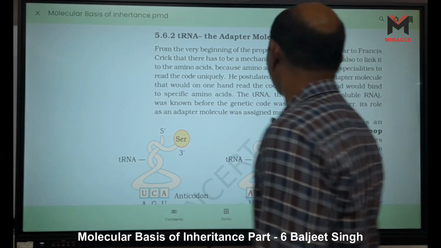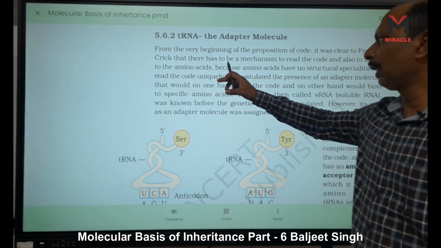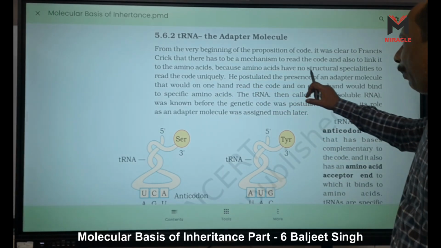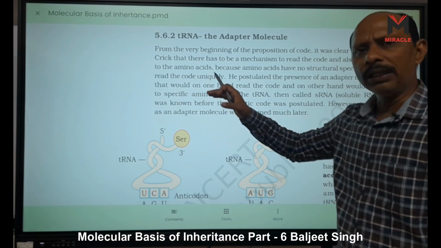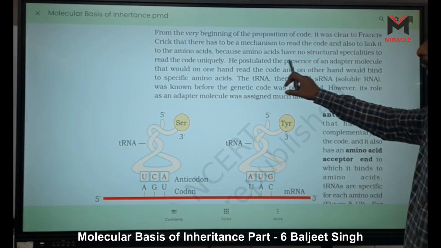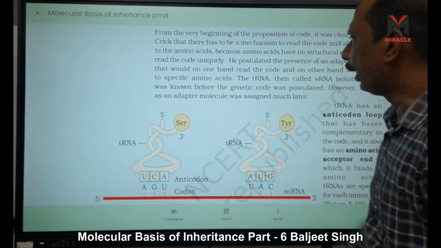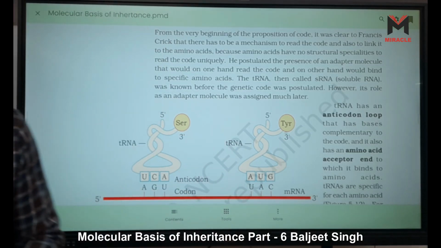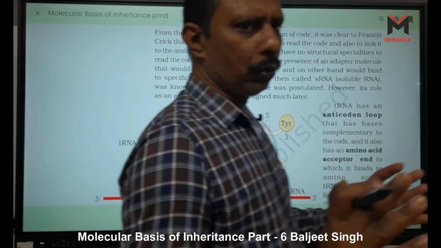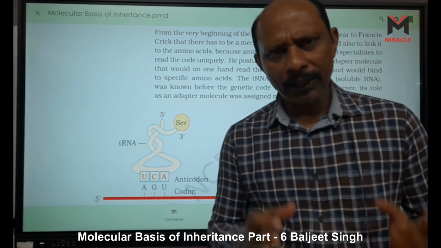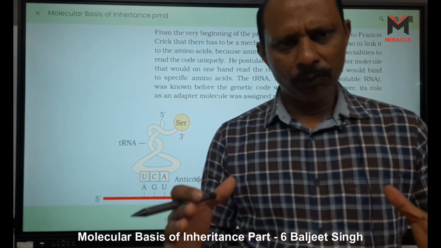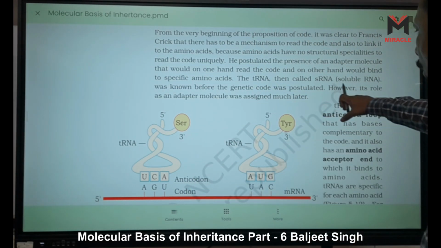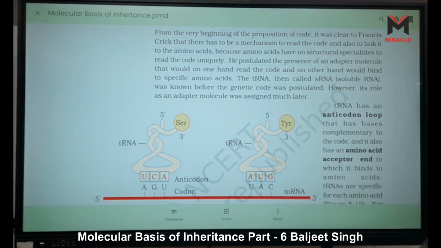From the very beginning of the proposition of the code, it was clear to Francis Crick that there has to be a mechanism to read the code and also to link to the amino acid, because amino acids have no structural specialties to read the code uniquely. He postulated the presence of an adapter molecule that would, on one hand, read the code and, on the other hand, bind the specific amino acid. It means it has two sides: one side to recognize or read the codes, and another side where specific amino acids are attached.